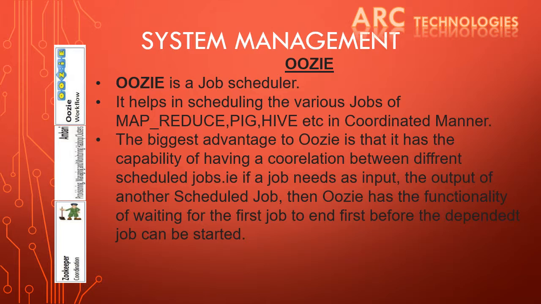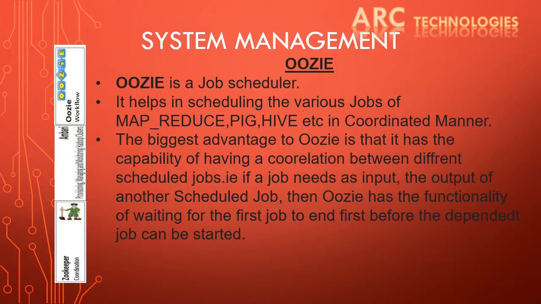Now, what does Oozie do in this Hadoop environment? There are a lot of jobs running simultaneously. There are MapReduce jobs, Pig, Hive, and they have to run in a coordinated manner because the output of some will be fed as input to the others. That is where Oozie comes into the picture. That is how a job scheduler works.